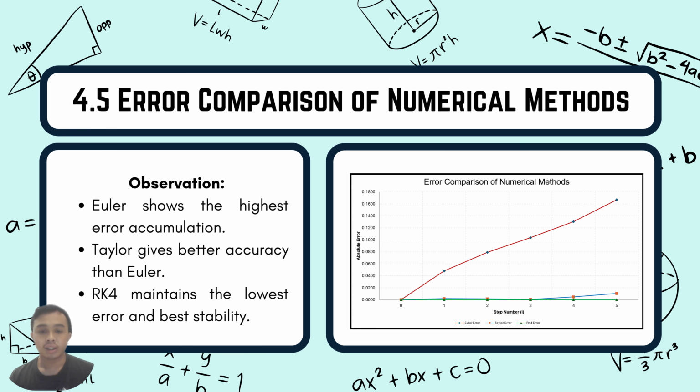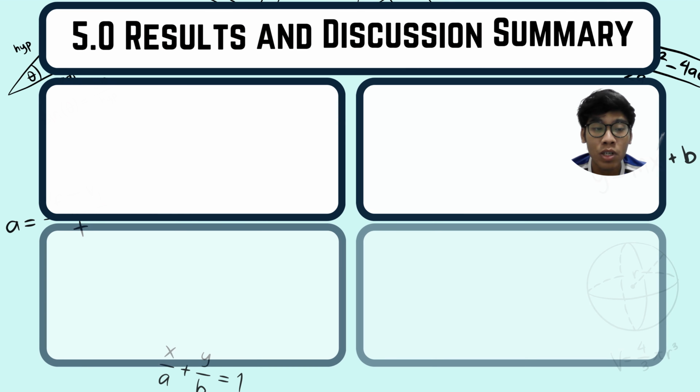The RK4 error remains almost zero throughout the interval. This proves that RK4 maintains the lowest error and the best stability among the three methods. In conclusion, the higher order method produces a better approximation. RK4 is the best method in this project because it gives the closest result to the exact solution with the smaller error.